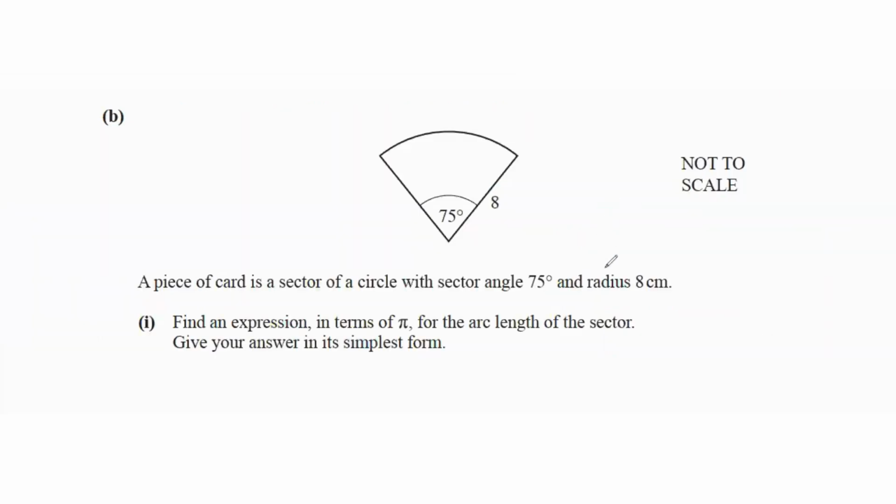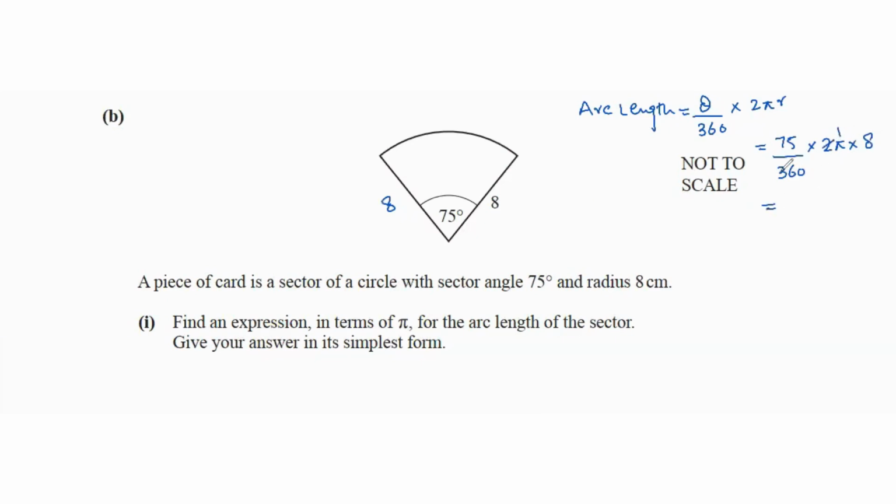Question 8, they've given us a sector of a circle with sector angle 75 and radius 8. They want us to find an expression in terms of pi for the arc length of the sector in its simplest form. So arc length has the formula of theta over 360 times 2 pi r, which means 75 over 360 times 2 times pi times 8.